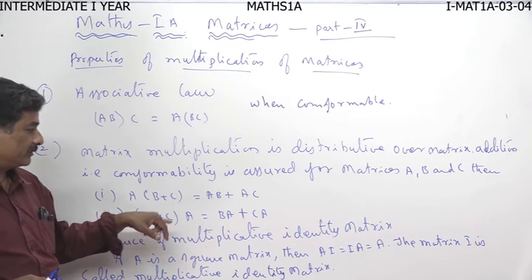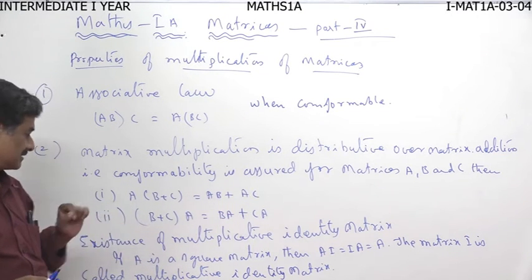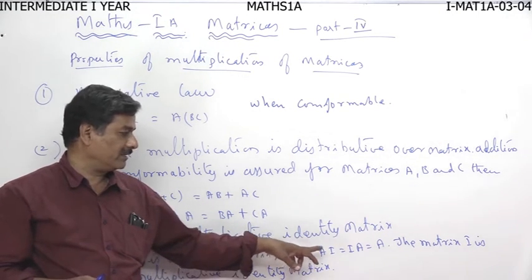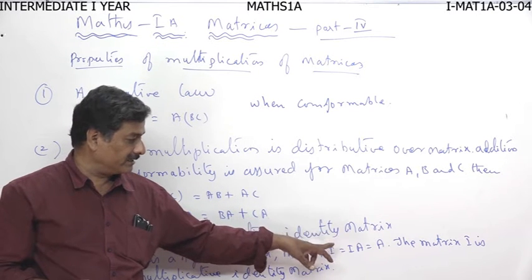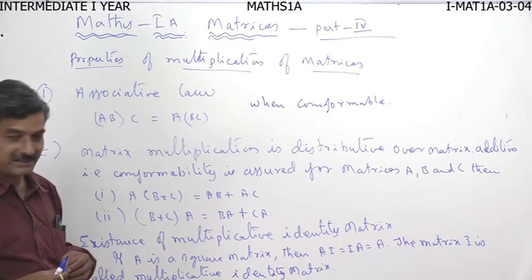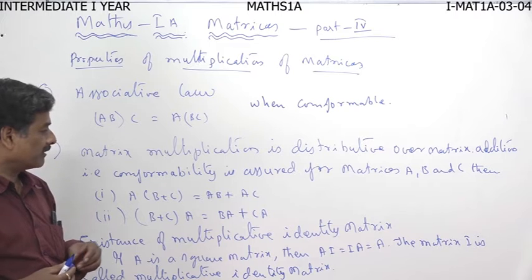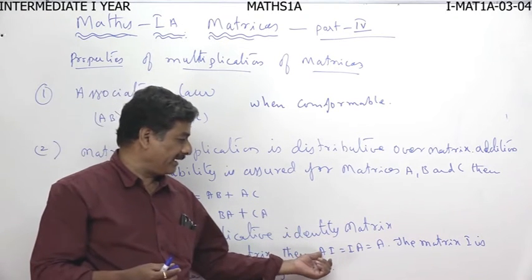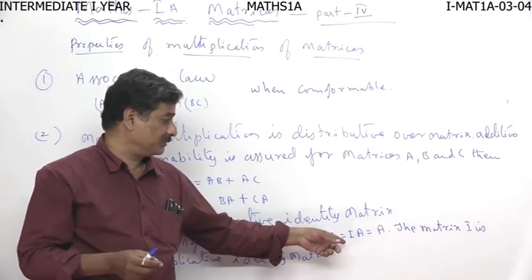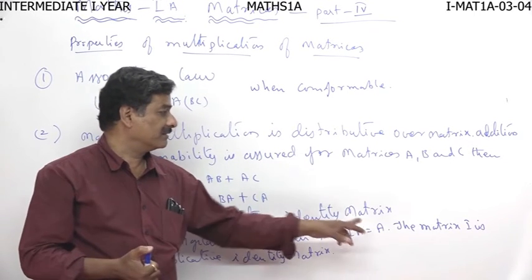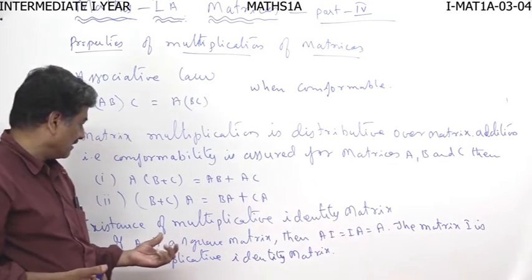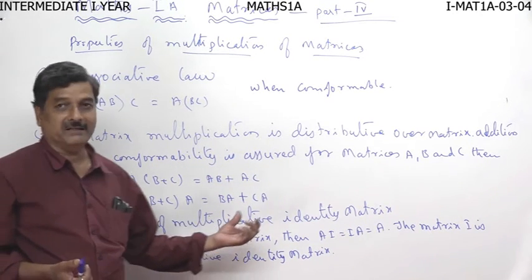Existence of multiplicative identity matrix. If A is a square matrix, then A into identity is equal to identity into A, which is equal to A. The matrix I is called the multiplicative identity matrix. If you multiply A matrix with identity matrix, you will get A matrix. Identity matrix into A matrix, you will get A matrix. This I is called the identity matrix, the multiplicative identity matrix.